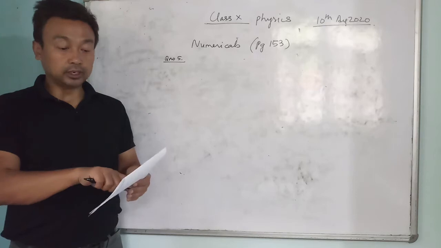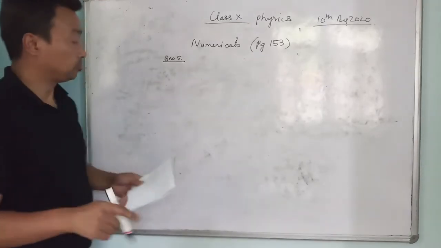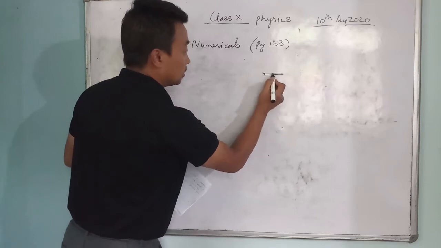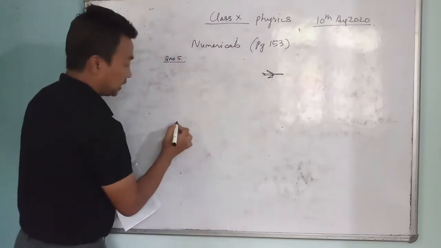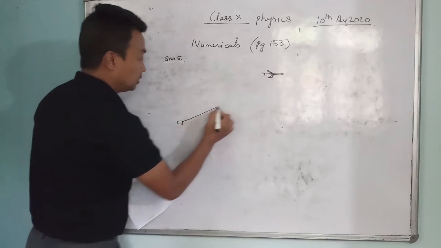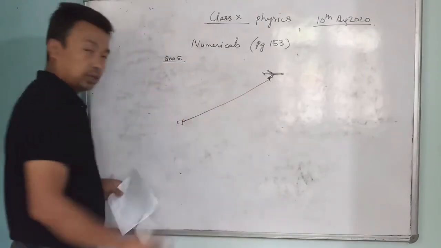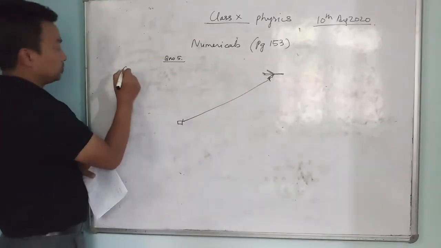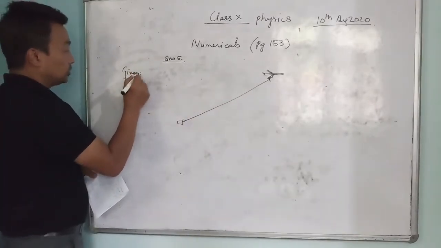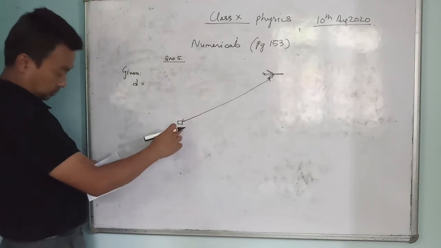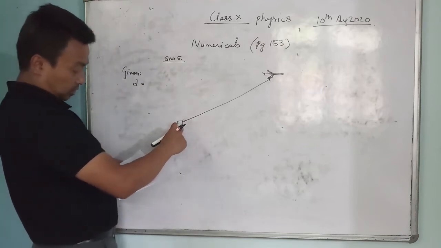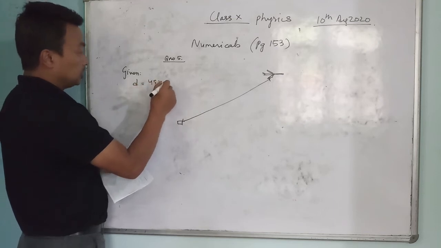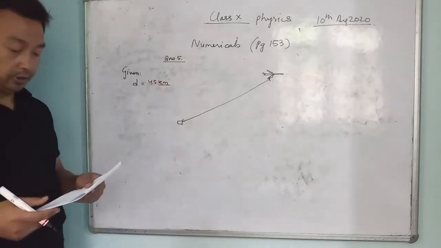A radar sends a signal to an aeroplane. So let us say we have this aeroplane here, and from the ground there is a signal sent here. Okay, so it is in the form of sound. So what is the distance? The distance between the radar and the aeroplane is given to you, 45 kilometers. See the unit, it is in kilometer.